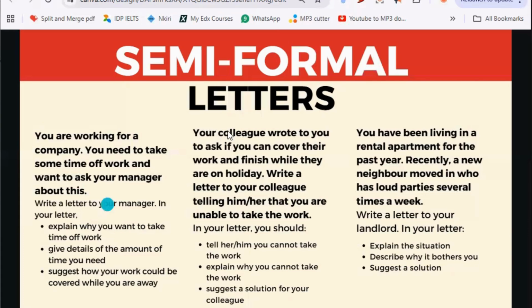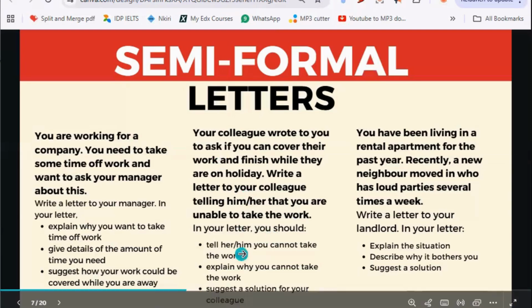Look at the next one. Your colleague wrote to ask you if you can cover their work and finish it while they are on holiday. Write a letter to your colleague telling him or her that you are unable to take the work. That's your work colleague. So this is a semi-formal letter too. Tell him or her you cannot take the work. Explain why you cannot take the work, and suggest solutions for your colleague. So these are points that need to be dealt with when writing your letter.